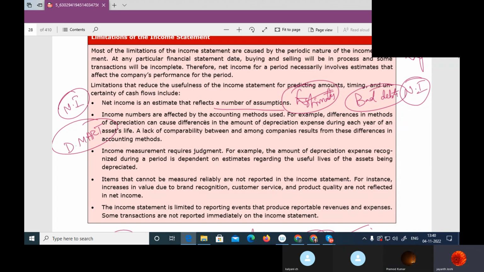Income numbers are affected by the accounting methods used. For example, the difference in methods of depreciation. Many firms will be using many different methods. Some will be using straight line, some will be using diminishing balance. So as an investor, if you want to draw a comparison, sometimes you are not able to compare the results. Why? Because different methods have been used, correct?